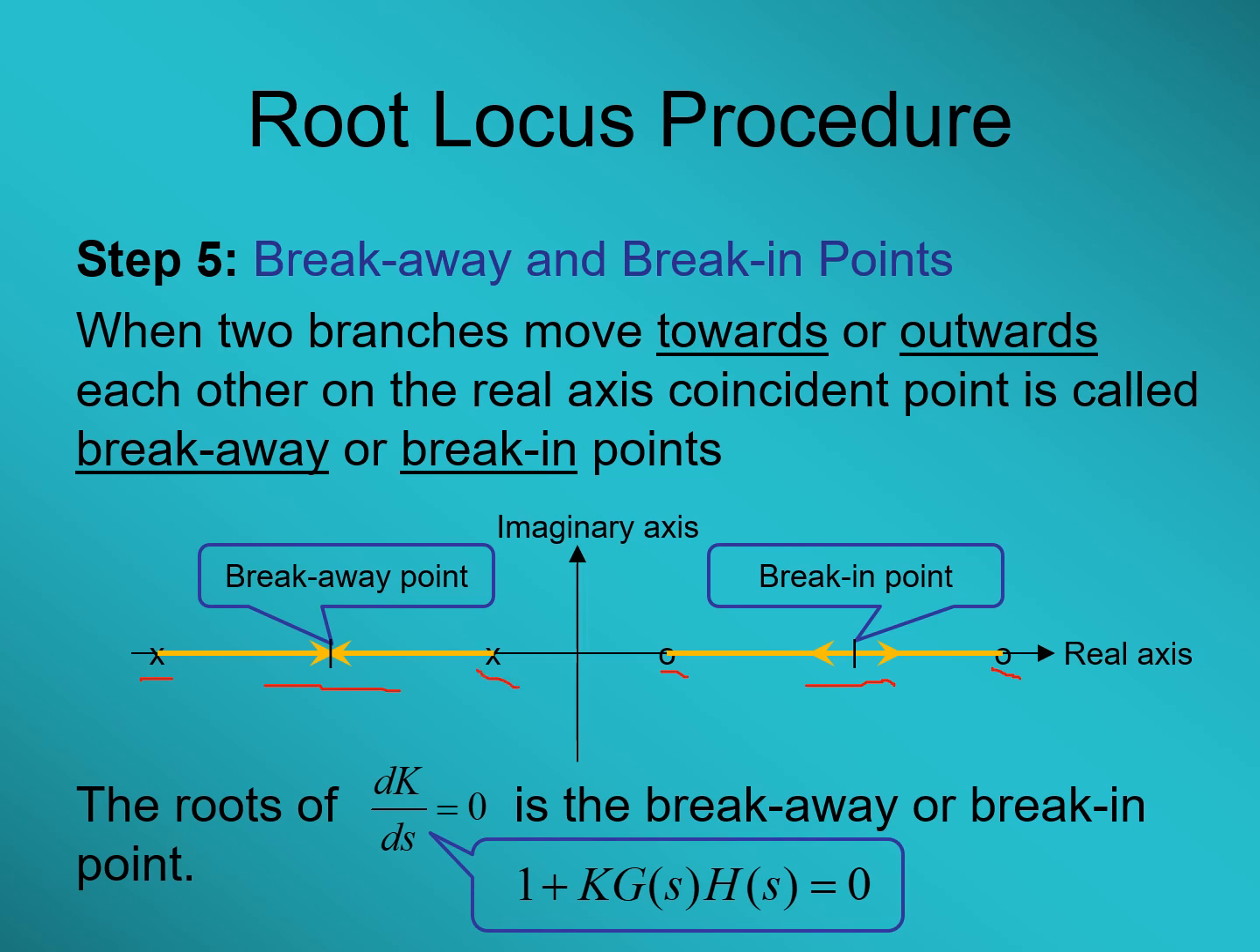To find the breakaway or break-in point, we use the roots of dK/ds equals 0. dK/ds can be found from the characteristic equation 1 plus KG(s)H(s) equals 0. If you can find this root, it is the breakaway or the break-in point.